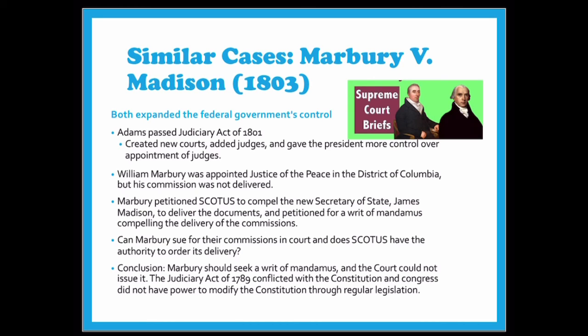Thomas Jefferson defeated John Adams in the 1800 presidential election. Adams then passed the Judiciary Act of 1801, which allowed him to appoint new judges. He used this as an attempt to frustrate Jefferson. William Marbury was one of the people that was appointed, but his commission was not delivered. Marbury petitioned that the Supreme Court needed to compel the new Secretary of State, James Madison, to deliver the documents.